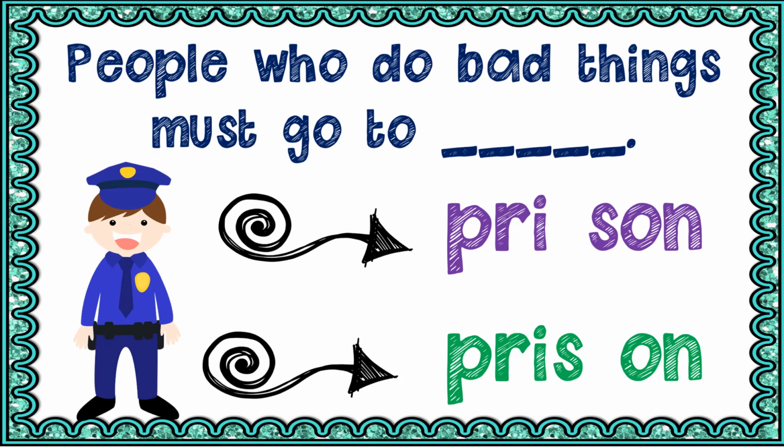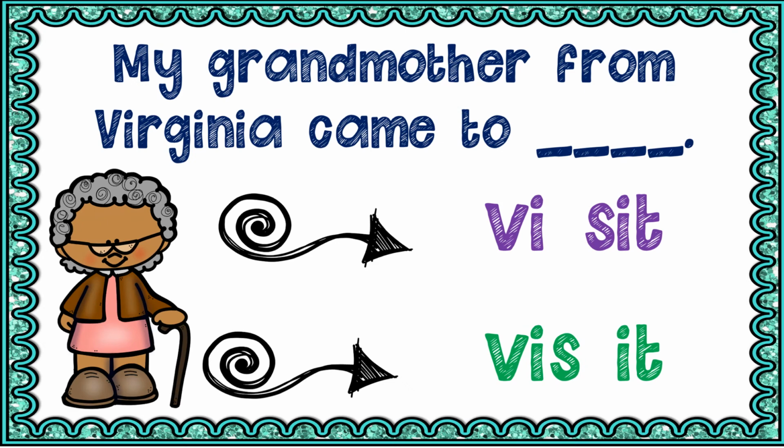People who do bad things must go to, would it be pry or priz is your first syllable break? It would be prison. So which one would that go with? First or second, right? It would be prison. So it's going to be your second combination.